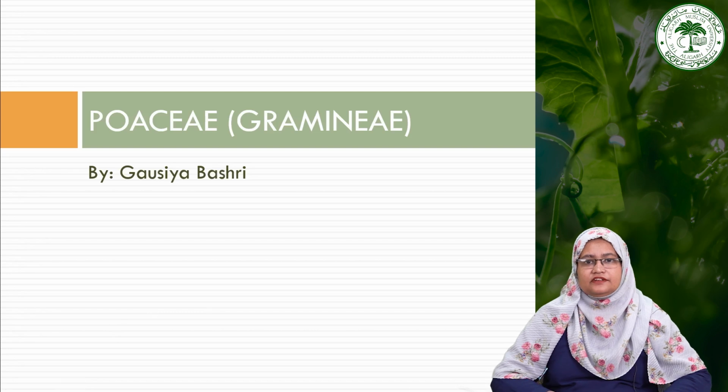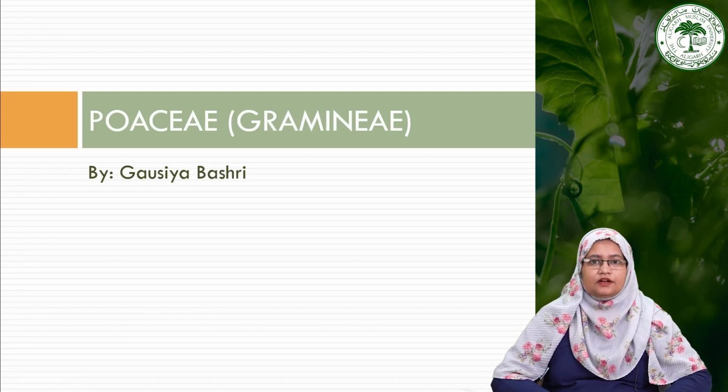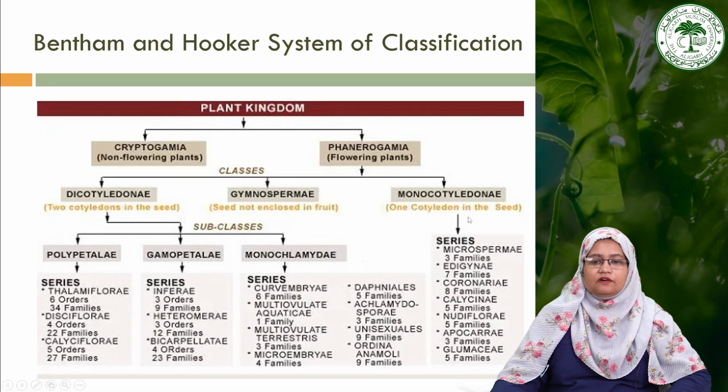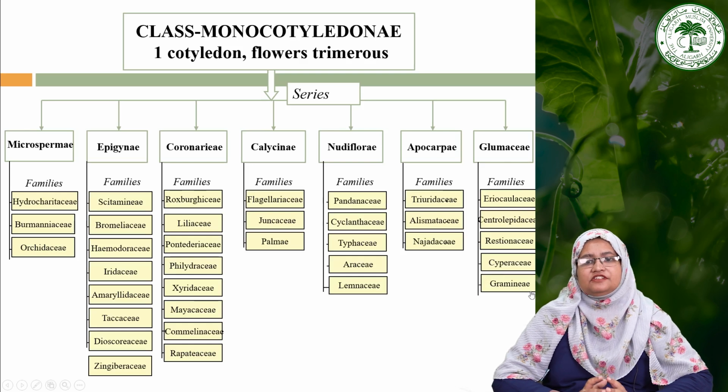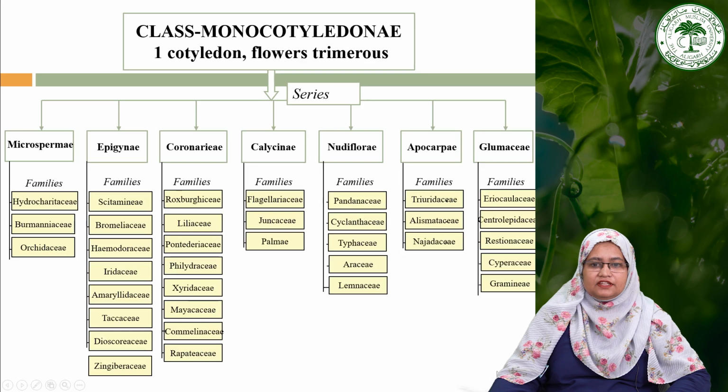Today we are going to explore the Poaceae family, previously called the Gramineae family, and this is the last family which we will discuss. If we see the systematic position, it is placed in monocotyledons, and according to Bentham it is placed last, in the series Glumaceae, which has 5 families. They named it the Gramineae family, which is the previous name, and after botanical nomenclature its name is now the Poaceae family.